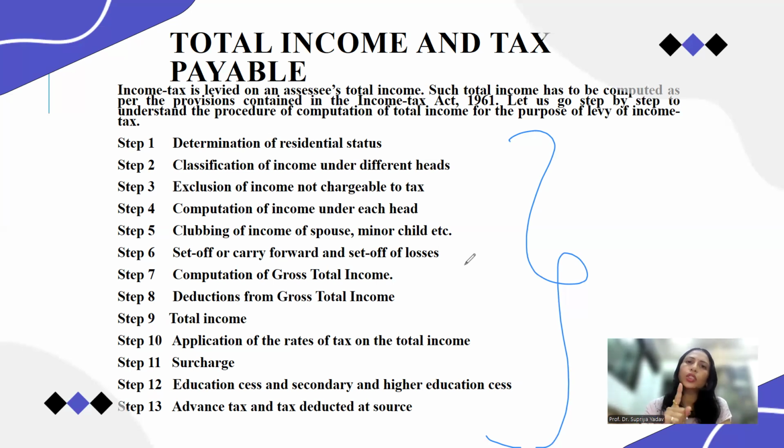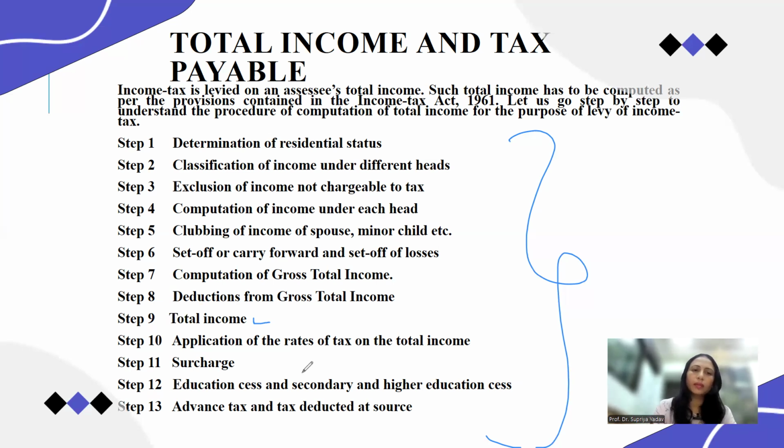But these deductions have a limit. Up to 1,50,000 only we can get the deduction. This is the limit of the deduction. So after deducting these, we will get the total income. Okay, what we have to do, we have to deduct these deductions from the gross total income. So then we will get the total income.